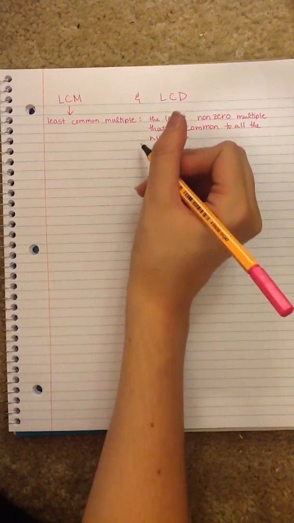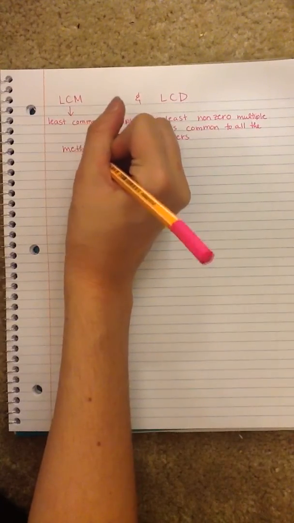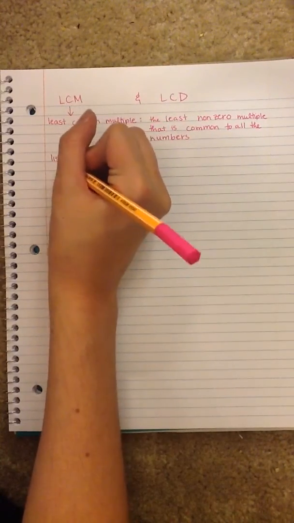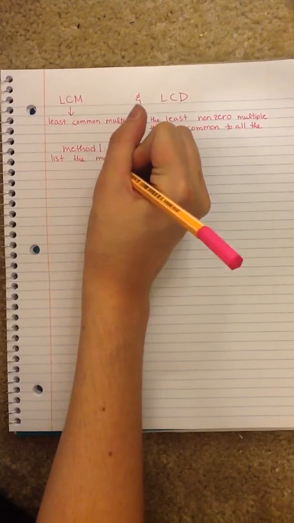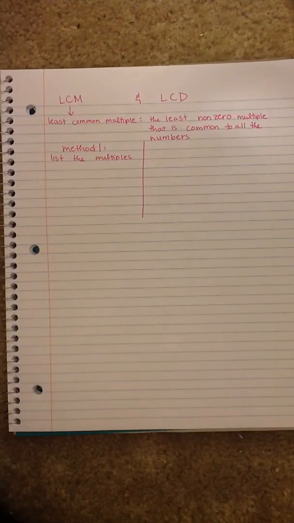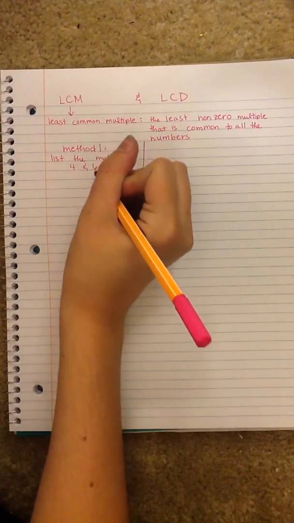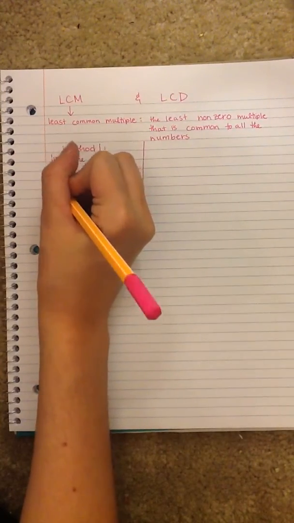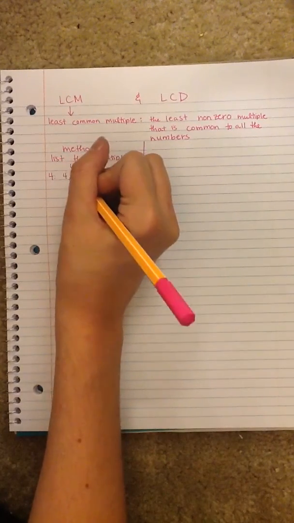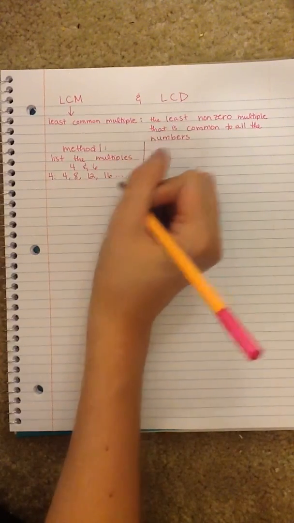So again, with least common multiples, we have 2 methods to help us solve. Method 1 is listing the multiples. So this is probably the strategy you're most used to seeing. If I want to find the LCM of 4 and 6, well, I start with 4 and I list out the multiples. So 4, 8, 12, 16, so on and so forth.